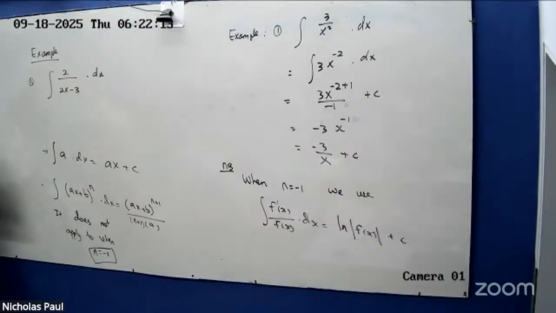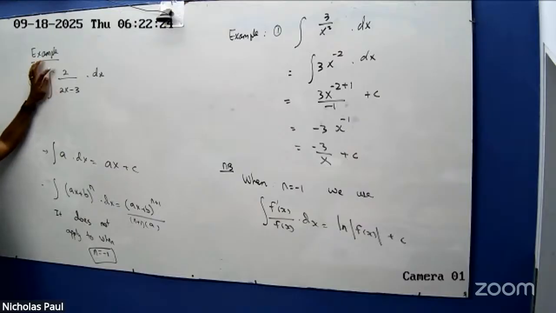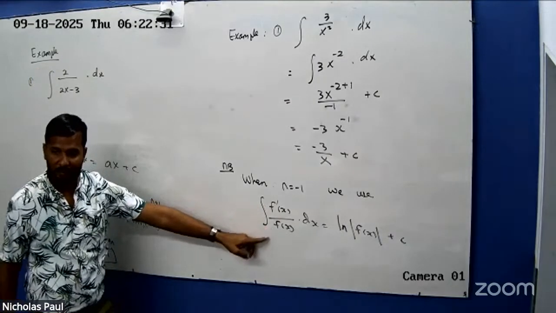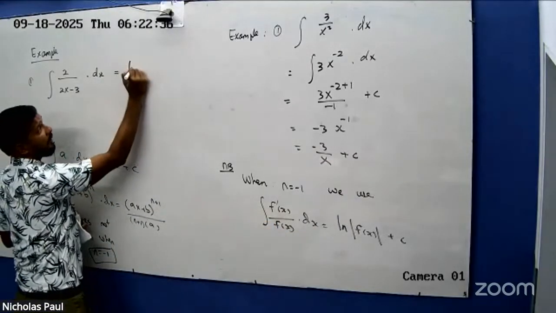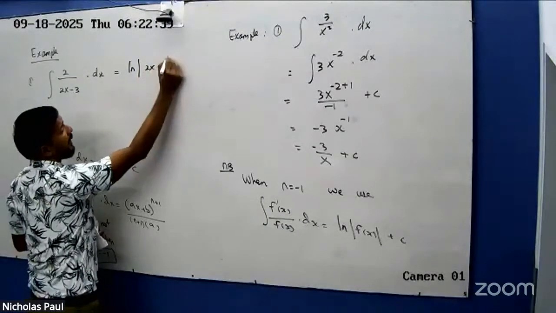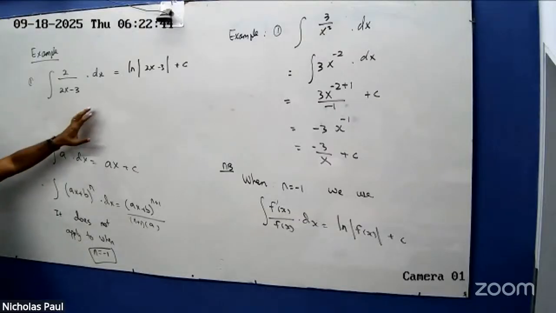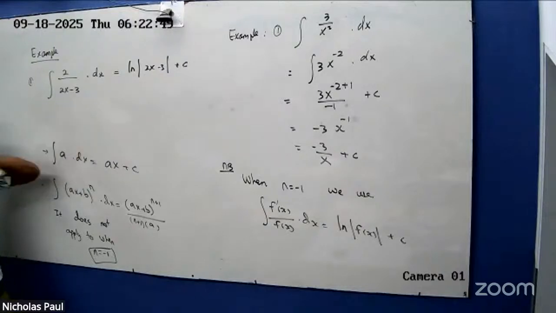Right. Jacob, what's the differential of 2x minus 3? 2. So if you look at this here, the numerator is the differential of the denominator. And if that happens, the integral of that is ln f(x). So the answer is what? Ln 2x minus 3 plus c. All right. So next week in class, I wouldn't do anything too new. I would just do plenty of these. Okay. Partial fractions into this.